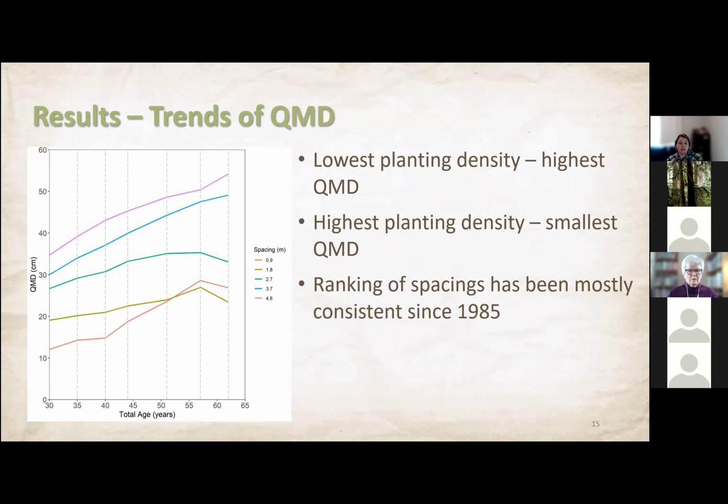So here's the trend data of quadratic mean diameter. The rank of treatments by quadratic mean diameter is inversely related to the planting density. So the plots established at lower density have less competition over time, and therefore the average tree diameter is largest. The plots with higher densities have more competition, and the trees are smaller. So the rank of the treatments has been mostly consistent since 1985.